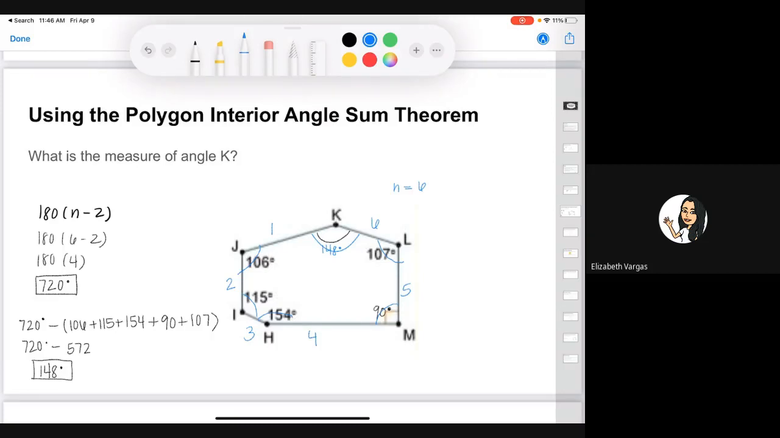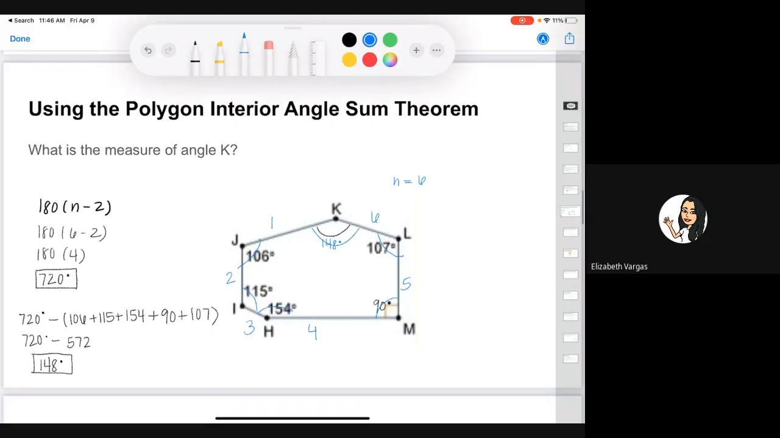Okay, any questions here? So basically what we're doing is the same thing as we did with the triangle. Once we know the sum of all those interior angles, we can solve for the missing angle. All we have to do is subtract our total by what we already have and find the missing one. Okay? But in a polygon's case, the sum of the interior angles depends on the number of sides. And so that's why we use this equation right here. Okay?